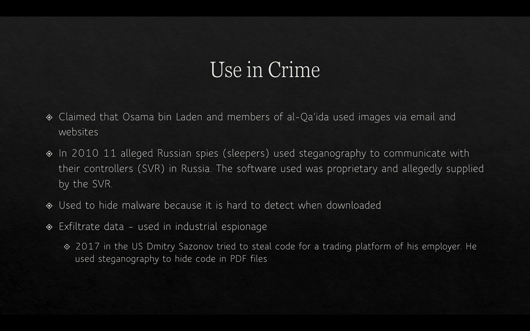It's used commonly to hide malware because it's hard to detect when downloaded, and that's an evasion technique in malware, which we'll consider later. It's also used to exfiltrate data used in industrial espionage. So in 2017, in the US, Dmitry Sazonov, who was working for a financial company, tried to steal code for the trading platform that he was working on by hiding the code in PDF files and then copying those files and sending them out of the network.